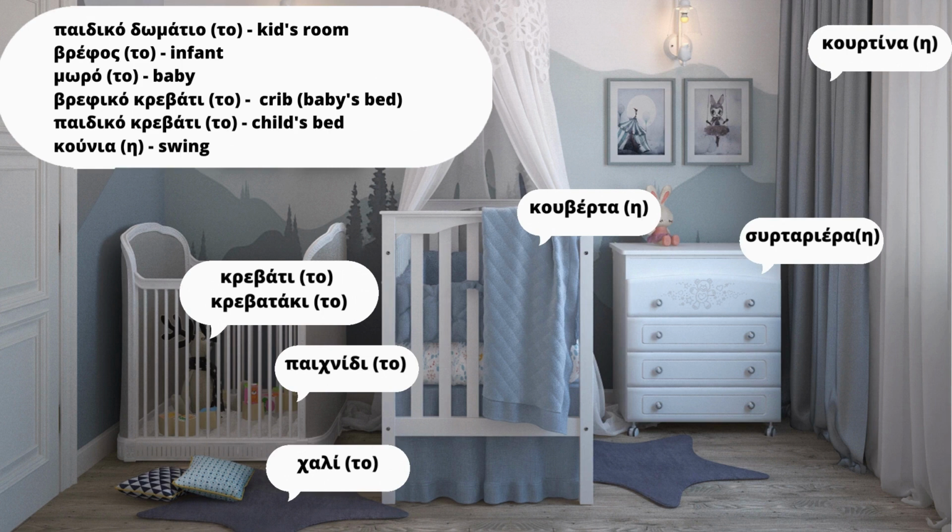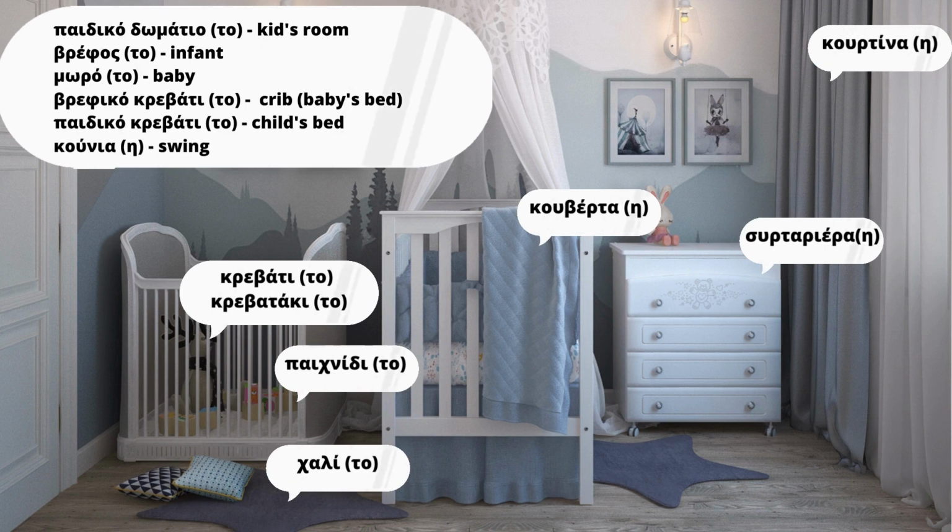The next room that we will see is the kids' room. So basically we can say that it's παιδικό δωμάτιο. It's a neutral gender. Παιδικό δωμάτιο. I'll repeat one more time. Παιδικό δωμάτιο. This is the kids' room. We have some words and phrases that are useful to learn by heart. So I will pronounce them for you right now.